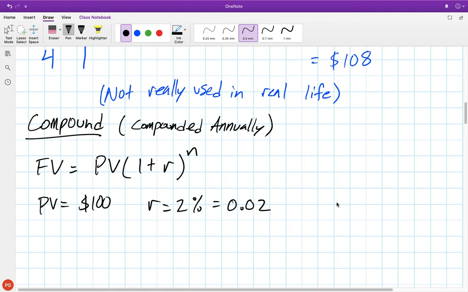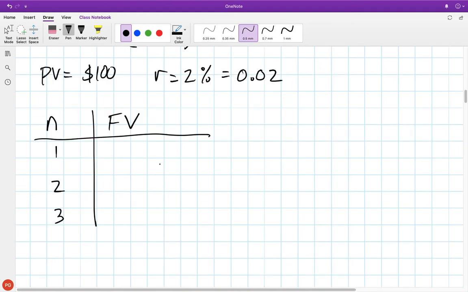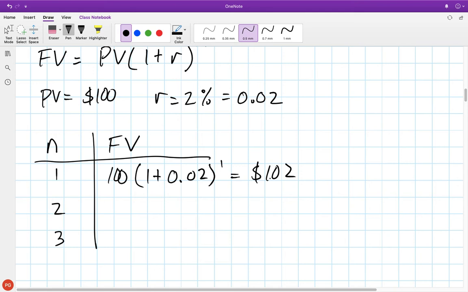We'll use the same numbers as last time. To calculate our future value, we use the equation, and you'll notice we get the same answer as we did for simple interest after our first year. That's not a coincidence. That's always going to be the case when we're compounding annually after 1 year. But then we start seeing differences once we go past 1 year.